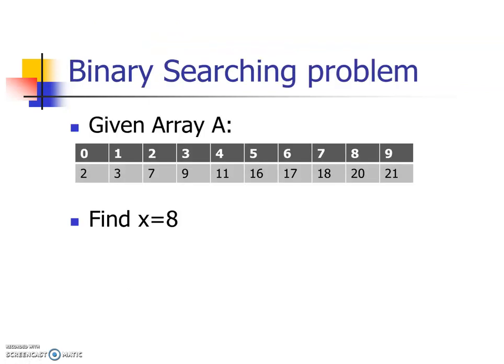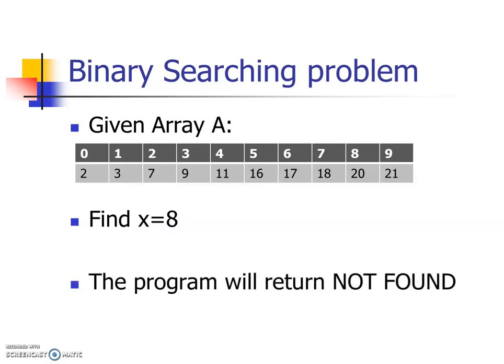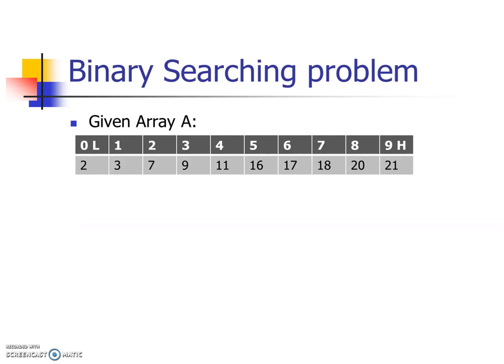Let's take a look at this example. This is an array A, which is a sorted array. Now we change our x to 8, indicating that it is not there. We want to know how the program will be able to tell that 8, the x, is not in the array, so that the program will return not found. Let's see how we do that.